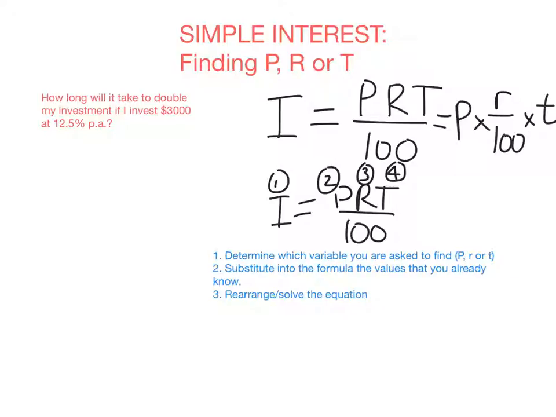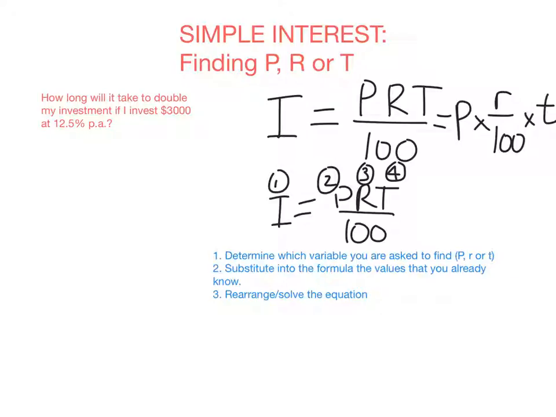Well, if we're talking about doubling an investment, that means the interest is the same as the principal. So if I invest $3,000, I want the investment to become $6,000. So I need the interest to be $3,000. So make sure you understand that. When you're doubling the investment, the interest that you earn is the same amount that you started with. So in this case, both I and P are $3,000.